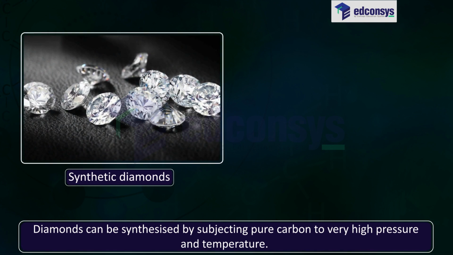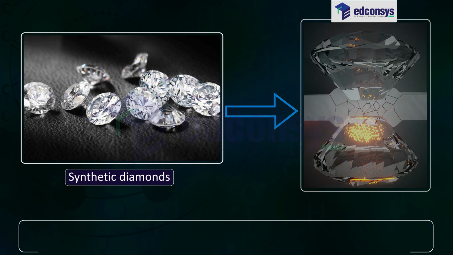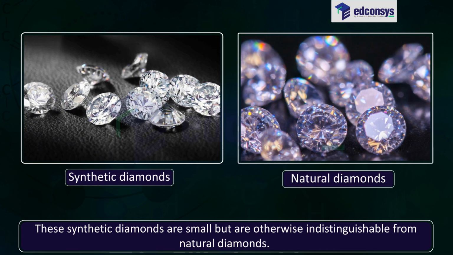Diamonds can be synthesized by subjecting pure carbon to very high pressure and temperature. These synthetic diamonds are small but are otherwise indistinguishable from natural diamonds.